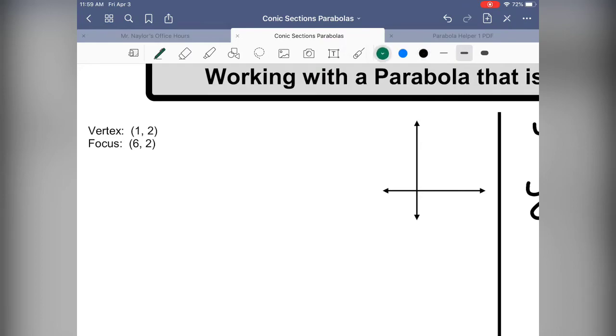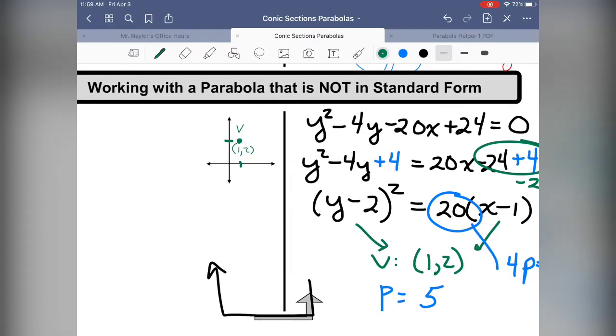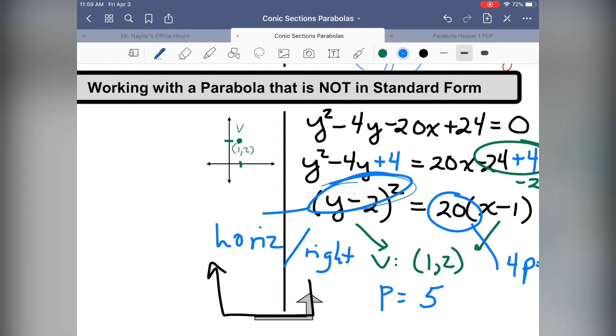So let's just graph the problem. There's always a graph that is involved with these problems. That's the idea, to help you guys get everything where it should be. So here's our vertex. And we should have deduced also that since this was a y-squared problem, we were going to end up with a horizontal parabola. And of course, since the p-value is positive, a horizontal parabola opening to the right.